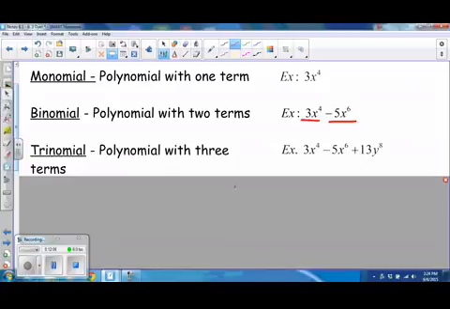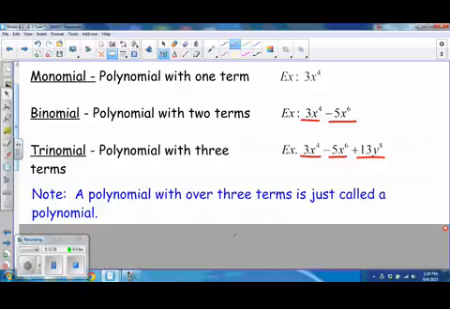A trinomial has how many terms? 3. Tri means 3. 1, 2, 3. That's a trinomial. In the next section, we're going to factor some trinomials and some binomials. And so when I talk about trinomials and binomials, I want you to understand exactly what I'm talking about. Now, there's no name for anything bigger than 3 terms. If it has more than 3 terms, it's simply just a polynomial. Okay?